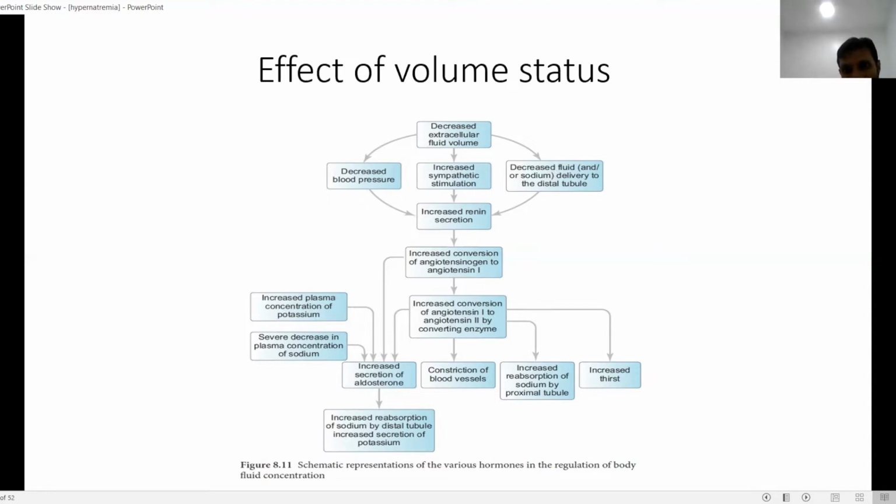And this angiotensin 2 will cause a few effects like constriction of the blood vessels, increased absorption of sodium by proximal tubules, increase in the thirst, and increased secretion of the aldosterone. Even a few other mechanisms like increased plasma concentration of potassium and decrease in the plasma concentration of sodium will also cause increased secretion of aldosterone. All this will lead to increased reabsorption of sodium from distal tubules and increased secretion of potassium. These all will occur in a feedback loop.